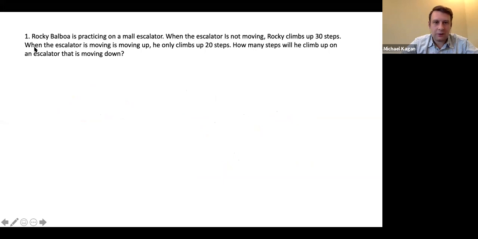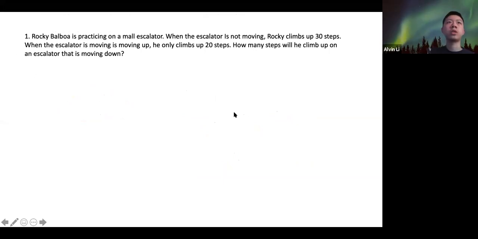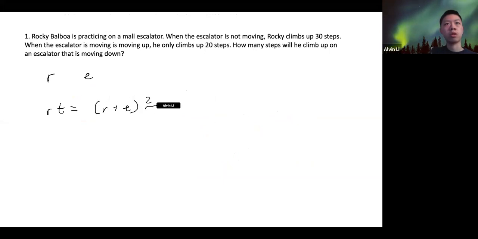And it's all yours. All right. So we can denote the velocity of Rocky as r and the velocity of the escalator as e, right? So then we know that r times t is equal to (r plus e) times 2/3 of t, because the number of steps is proportional to the amount of time taken. So then I can cross cancel, and then you move around some stuff. You find that r is equal to 2 times e, right?